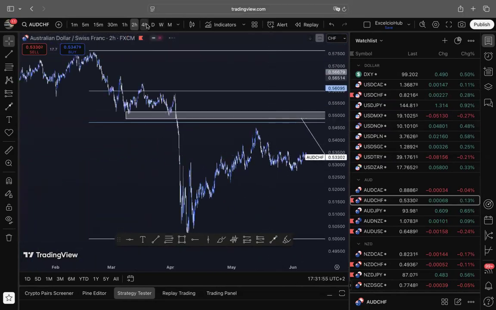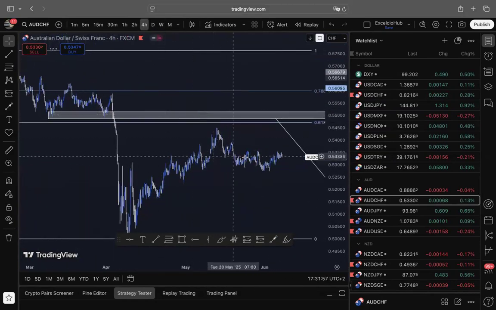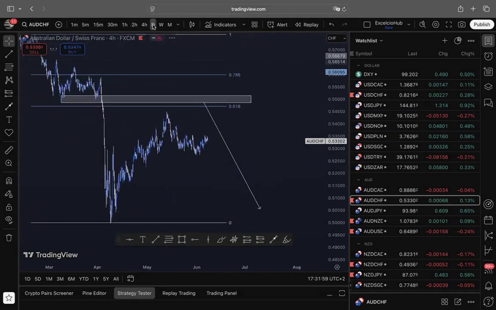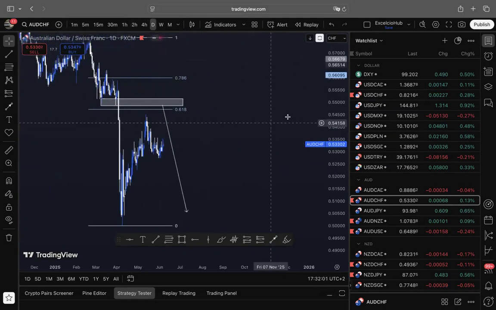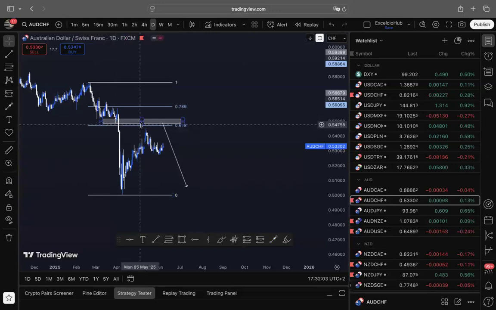AUDCHF, they have been sharing this setup for ages. This is still a swing trade for the daily time frame to go short. If price pulls back on this level, I'll be waiting for an entry indication to go short.